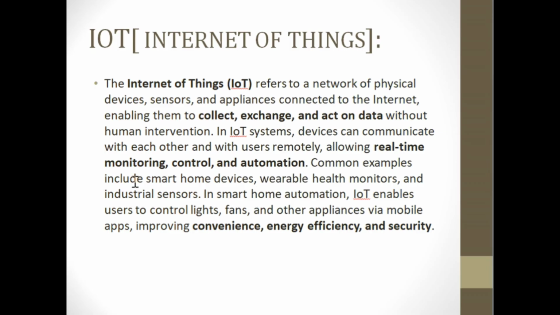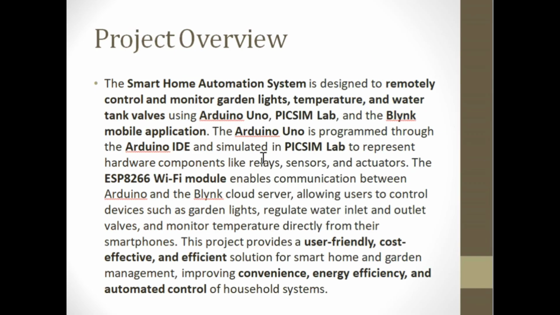In IoT systems, devices can communicate with each other and with users remotely, allowing real-time monitoring, control and automation. Common examples include smart home devices, wearable health monitors and industrial sensors. In a smart home automation project, IoT enables users to control lights, fans and other appliances via mobile apps, improving convenience, energy efficiency and security. This is the short project overview.